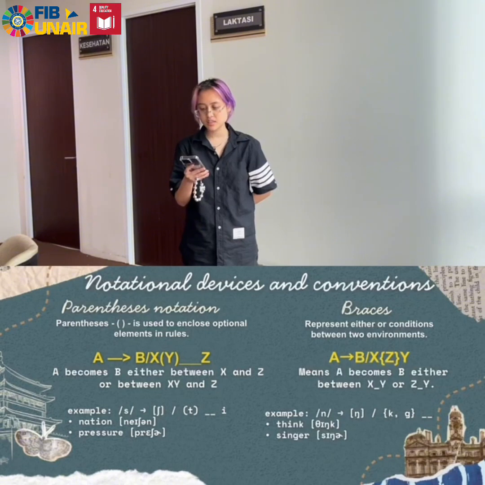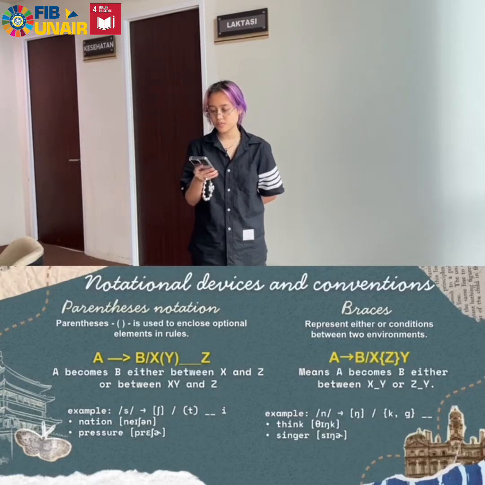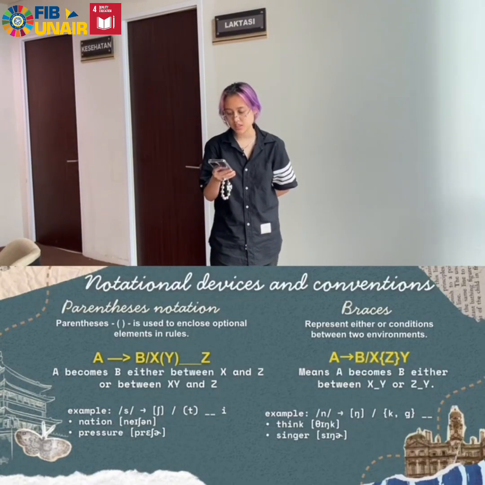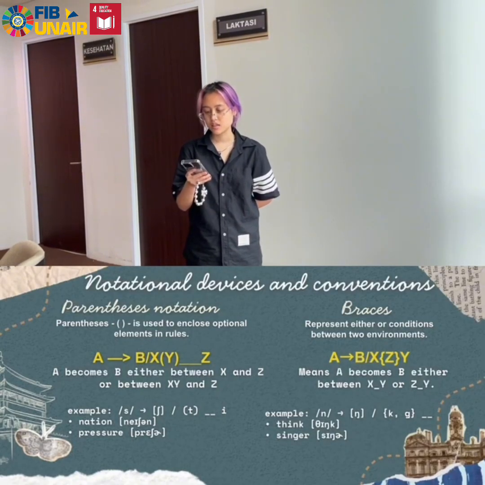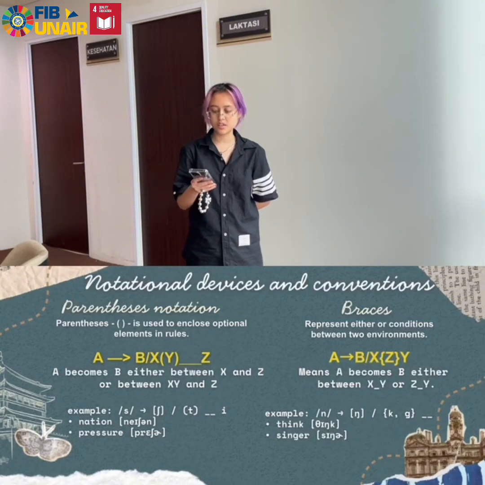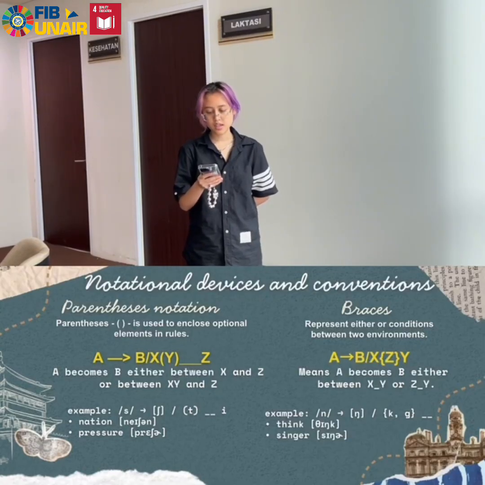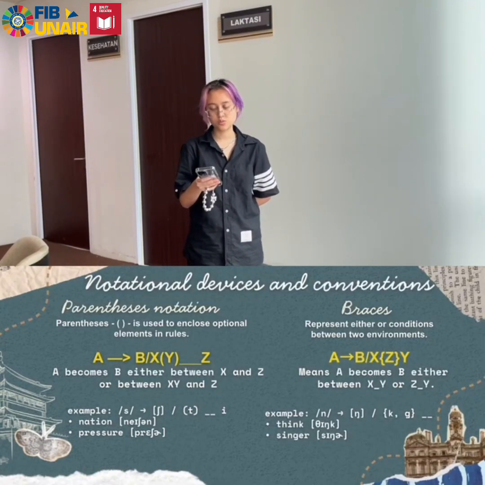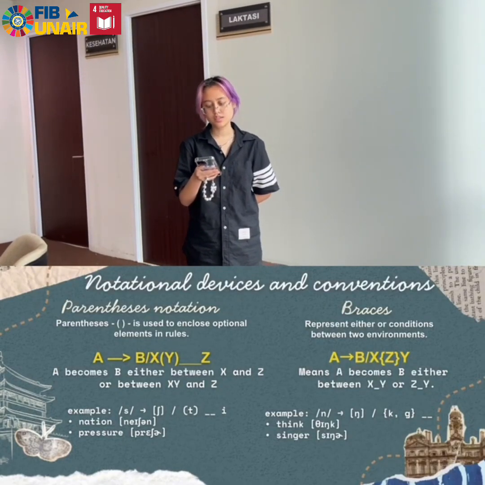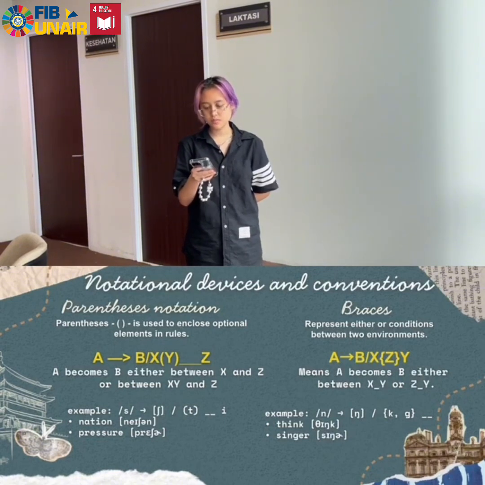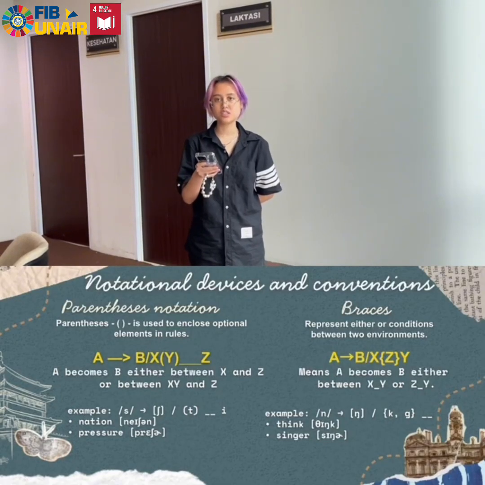So now let's talk about notation devices and conventions. First, parenthesis notation. These are used to enclose optional elements in phonological rules. For example, in this rule, A becomes B between X, (Y), underscore Z. It means A becomes B either between X and Z or between X, Y, and Z. So the element inside the parenthesis, which is Y, is optional. You can see the example where S becomes a different sound when it occurs before the sound E, as in enunciation and pressure.